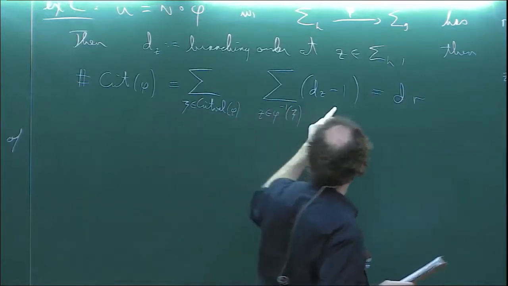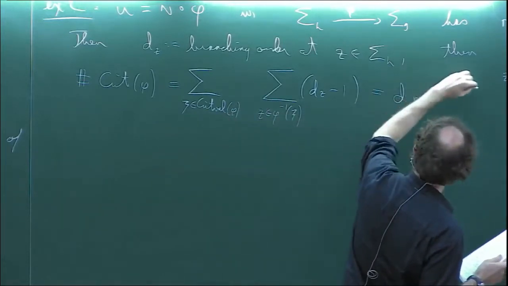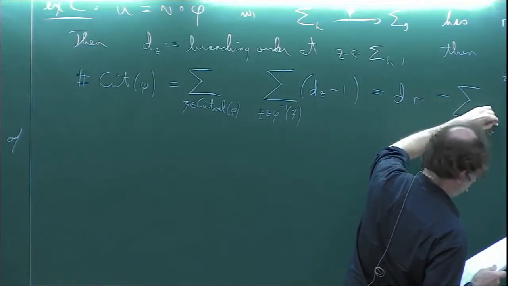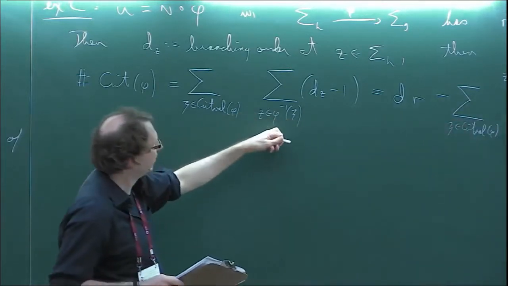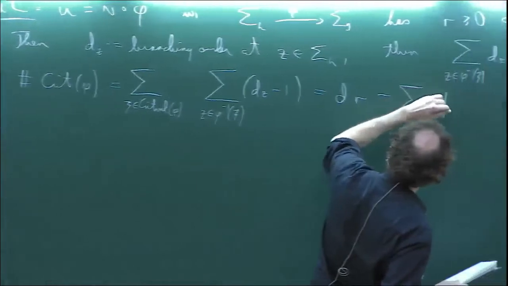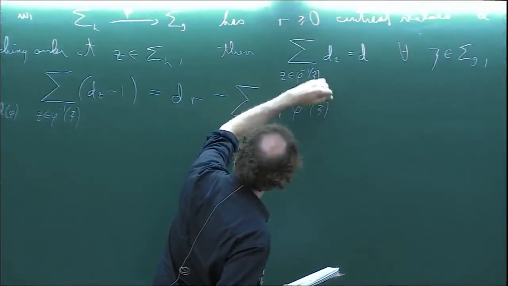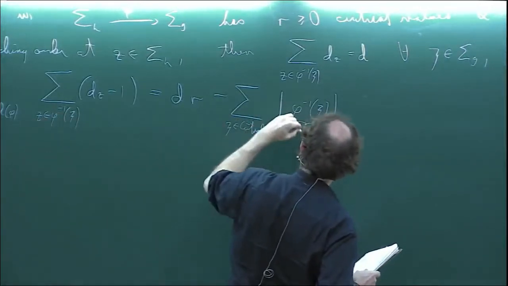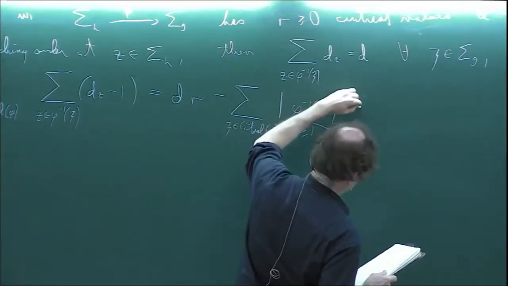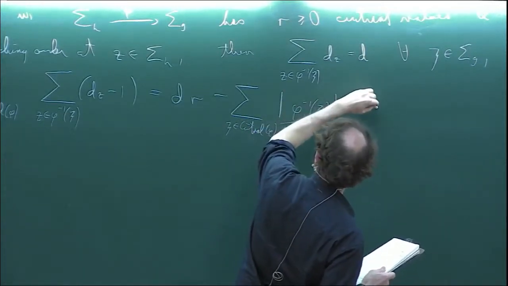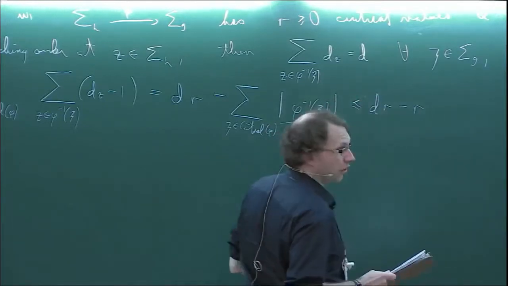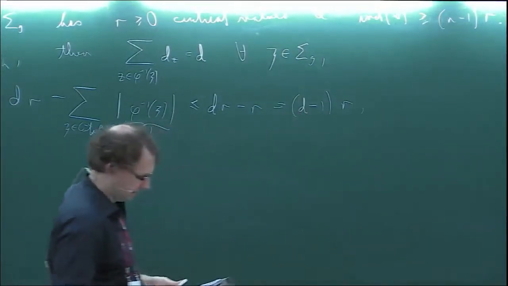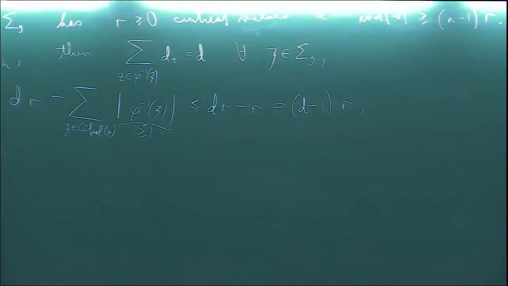And then I have to subtract from that something which looks like the sum over all critical values of, for each individual critical value, you have to subtract 1. So that's the number of points in the preimage of zeta. In general, I don't know what that is, but it's at least 1 in each case. So this number in total is less than or equal to dr minus r, or in other words, d minus 1 times r. So what does that tell us about the index of our multi-covered curve?